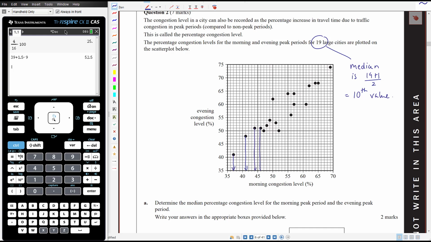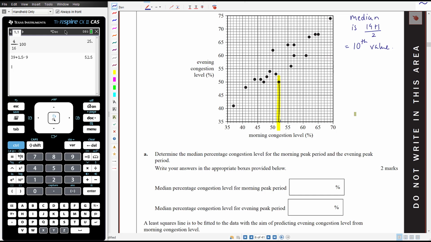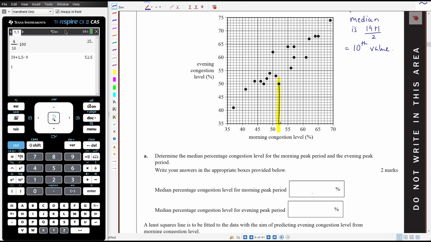3, 4, 5, 6, 7, 8, 9, 10. Right. So that is going to be the median morning congestion level. So reading our scale correctly, it should be at 52%, the median percentage congestion for morning peak, so 52.